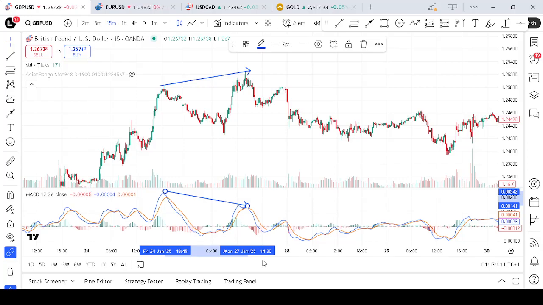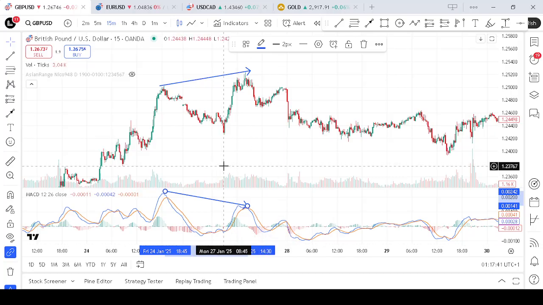The MACD reversal strategy not only helps you identify potential exit and entry points, but also assists in confirming market trends when used alongside other indicators. Now, how can we trade using the MACD reversal strategy? Now that we understand the components of the MACD indicator, let's discuss how to trade using it.